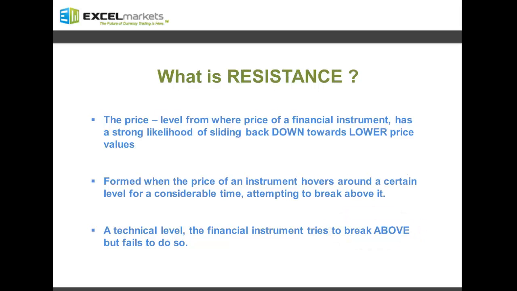Moving on to the resistance. Resistance is the price level from where the price of a financial instrument has a strong likelihood of sliding back down towards lower price values. Just like the support, the resistance is formed at a certain level when the price of an instrument hovers around that level for a considerable time, attempting to break above it. It is the technical level which the instrument tries to break above but fails to do so.